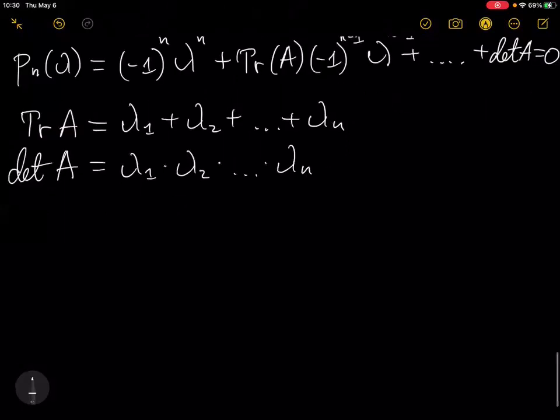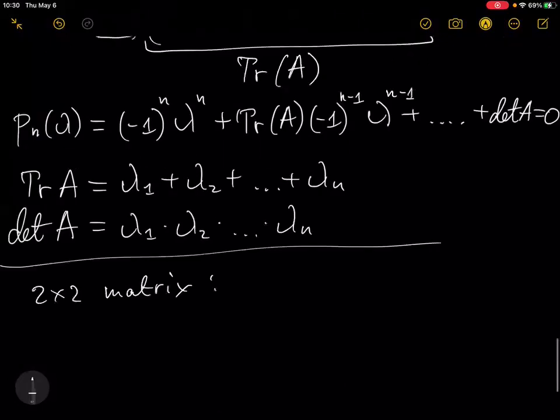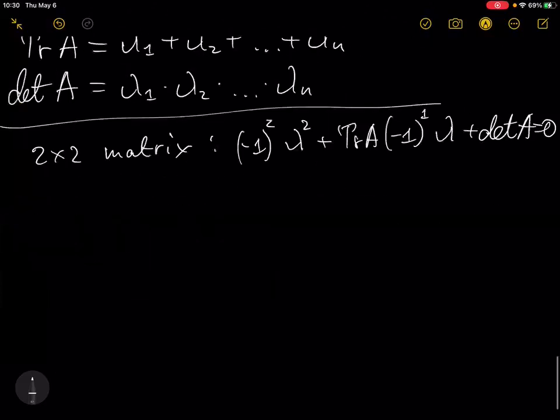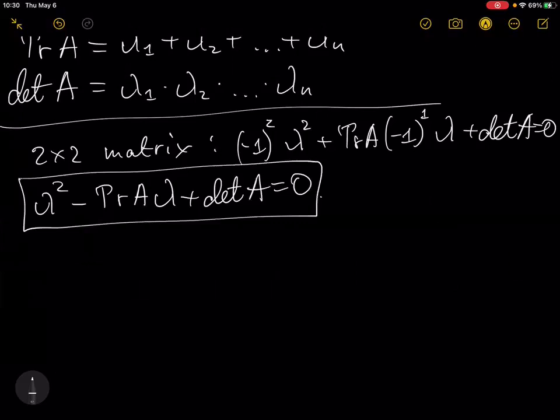So why is all this important? Because for a 2 by 2 matrix, we have a quadratic polynomial. So we are getting negative 1 squared lambda squared plus trace of A times negative 1 to the first power lambda plus determinant of A equals 0. Or in other words, lambda squared minus trace of A lambda plus determinant of A equals 0. So for a 2 by 2 matrix, you can just write your characteristic polynomial using this formula, and you will not make a mistake.